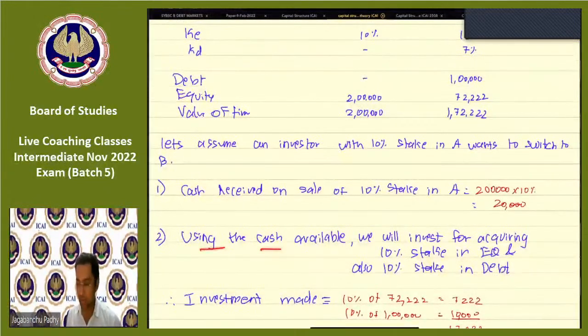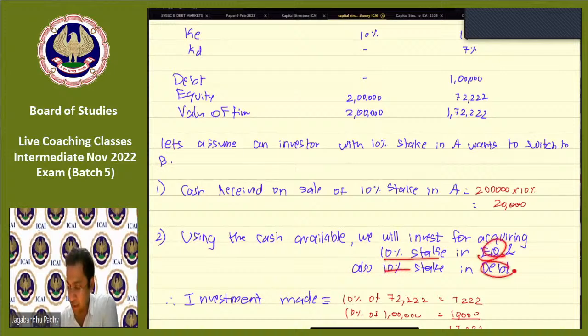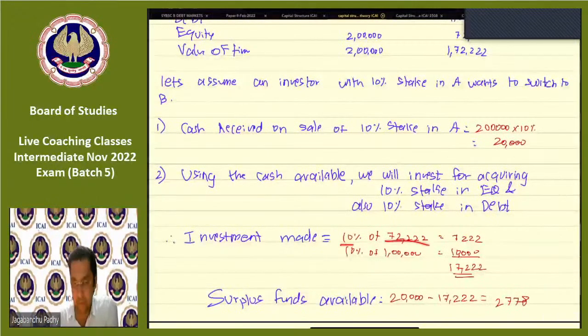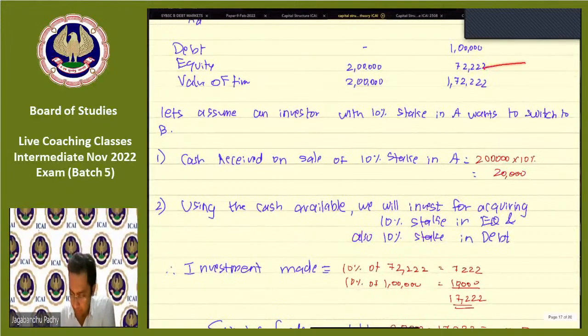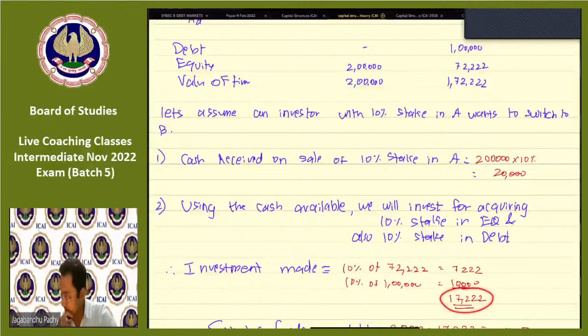So using the cash available, we need to acquire a 10% stake in equity as well as a 10% stake in debt. Right? So I need full 10% power in that new company. So the investment that I need to make is 10% of 72,222, which is the value of equity, plus 10% of 1 lakh, which is the value of debt. The total investment that you will make is 17,222. So you realized 20,000, but out of that, you will be making an investment of just 17,222 in that other company because the risk has to be matched. The 10% stake has to be matched.